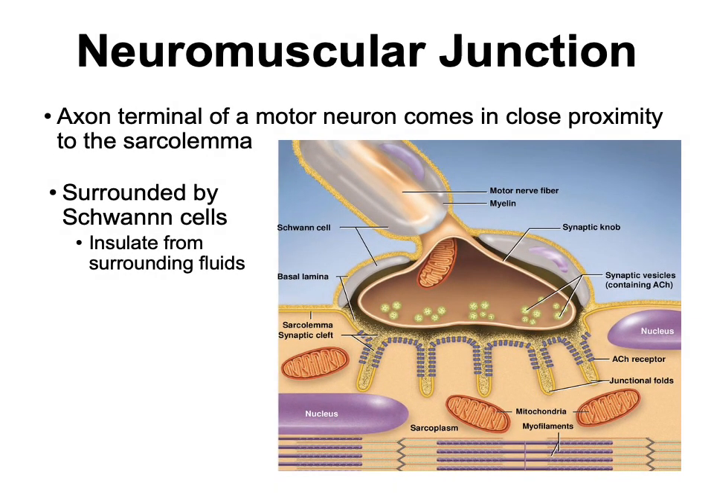The axon terminal of a motor neuron comes in close proximity to the sarcolemma at a neuromuscular junction. They don't touch. They have a space in between called the synaptic cleft. These neuromuscular junctions are also surrounded by Schwann cells to insulate it from surrounding fluids and to help facilitate the depolarization wave that arrives at the axon terminal.